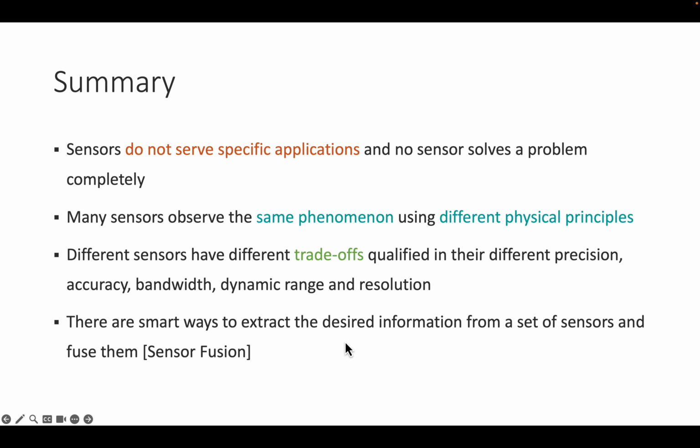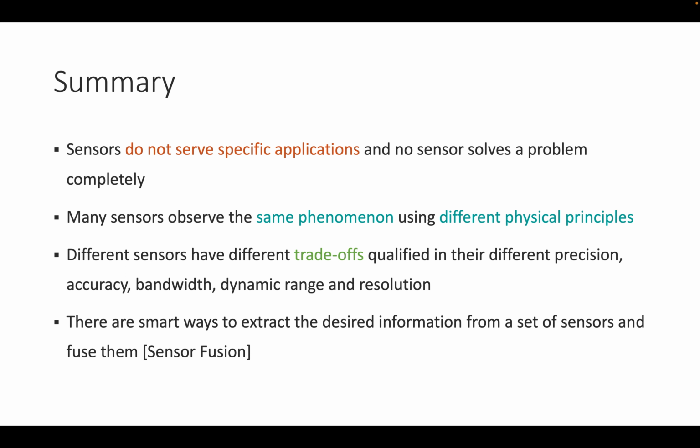All right, so in summary, we can say that sensors never serve specific applications and do not solve any problem completely. What sensors do is measure a certain physical quantity in some approximated way. So if you truly want to know that quantity, you more often than not need more than one sensor. And if you want to use that quantity in some application, you probably will use a variety of different sensors that will help you to do that. There are very many sensors for the same phenomenon.